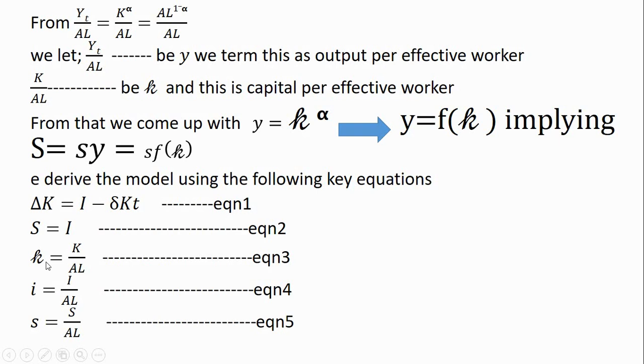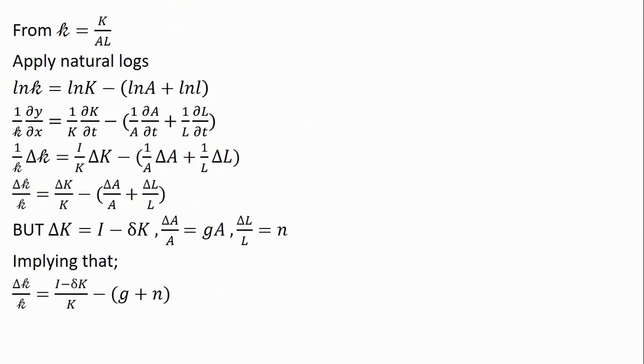It's from equation number 3. What do we do to equation number 3? Equation number 3 is showing that kappa is equal to K over AL. So our first step here is, from our equation number 3, we apply natural logs. If we apply natural logs to this equation, we come up with ln kappa is equal to ln K.